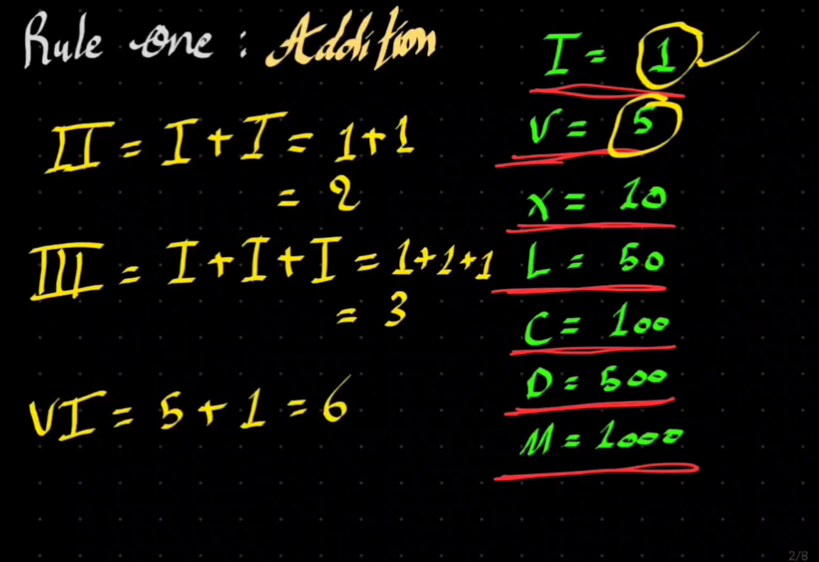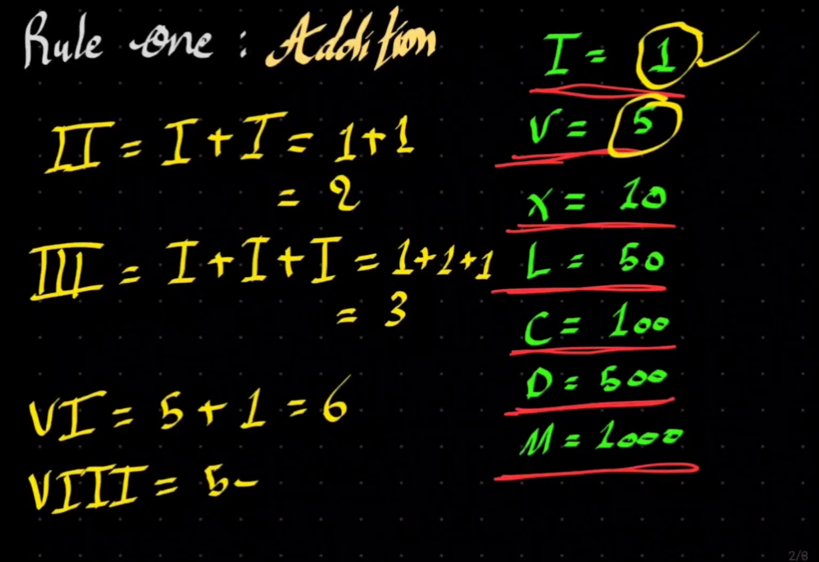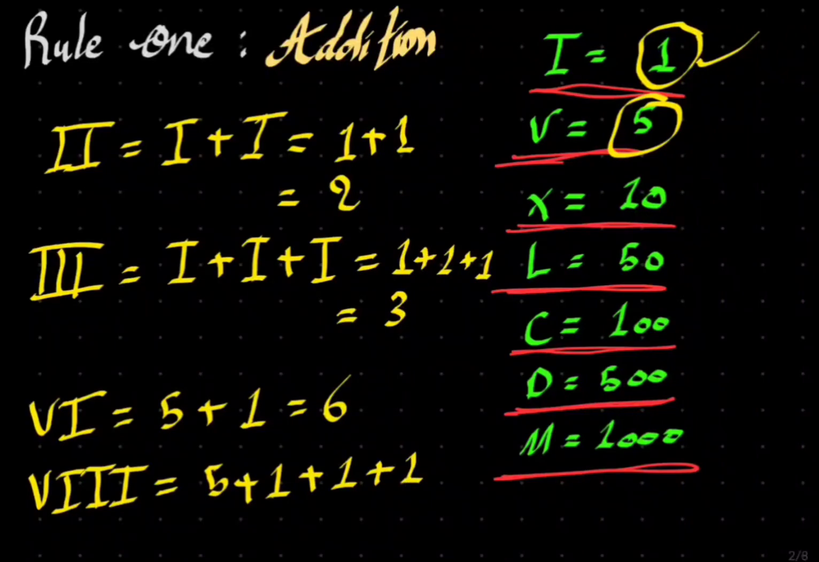equals 6. Now how about VIII, which equals 5 plus I, 1, plus another I, 1, plus another I, which is also 1, equals 8.